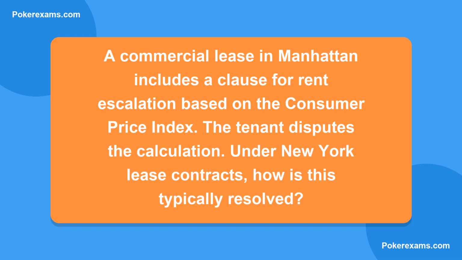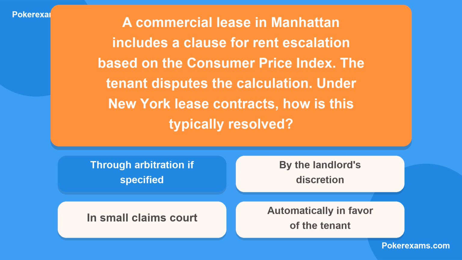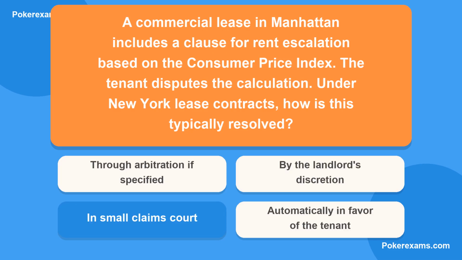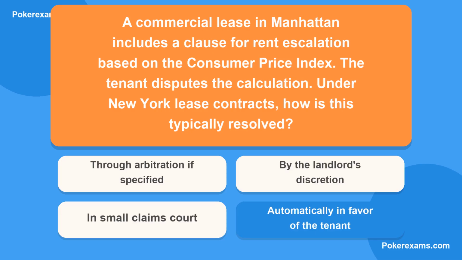Next question. A commercial lease in Manhattan includes a clause for rent escalation based on the Consumer Price Index. The tenant disputes the calculation. Under New York lease contracts, how is this typically resolved? Is it A, through arbitration if specified? Or B, by the landlord's discretion? Could it be C, in small claims court? Or lastly, D, automatically in favor of the tenant?